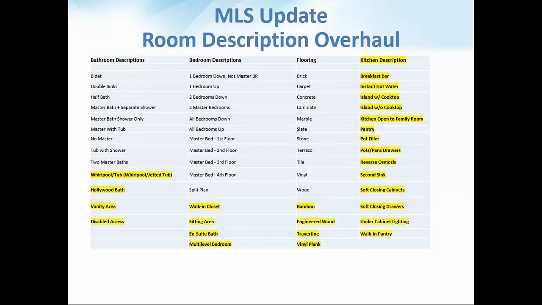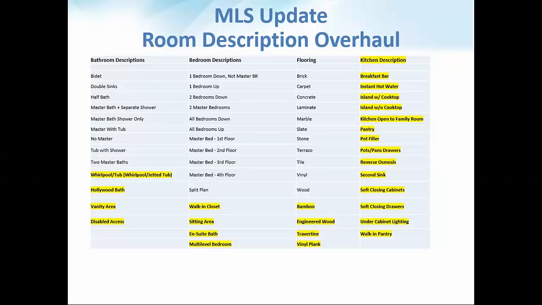In the bathroom descriptions field, we will be adding or revising Whirlpool tub to Whirlpool jetted tub. We'll be adding Hollywood bath, vanity area, and disabled access. In the bedroom descriptions, we'll also be adding walk-in closet, sitting area, ensuite bath, and multi-level bedroom. In flooring, we'll be adding bamboo, engineered wood, travertine, and vinyl plank.